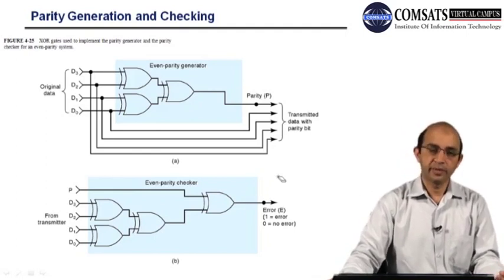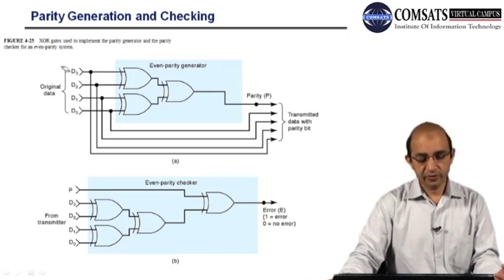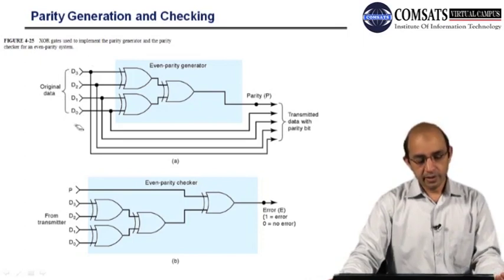But there is a problem, right? There is a limit. If 2 bits are changed, then we will not be able to detect the error. So this is the limitation of this circuitry. We can take another example where we have an odd number of ones, because this is an even parity generator.